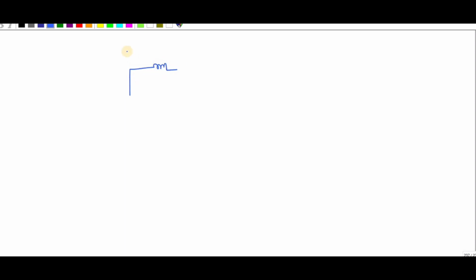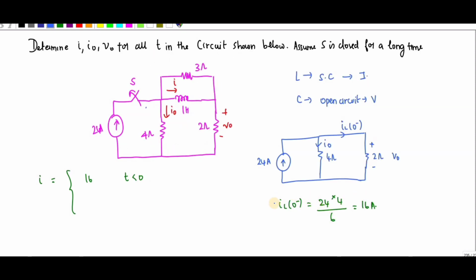So the circuit will look like this. What are the values? There is 3, 1, and this is your V naught, and the value is 2, and this is 4 ohms. The current flowing through this one is I naught, and this is I. You can see here the IL of 0 minus is equal to IL of 0 plus. Why? Because inductors will not allow a change in the instantaneous current. So IL of 0 plus is equal to IL of 0 minus.